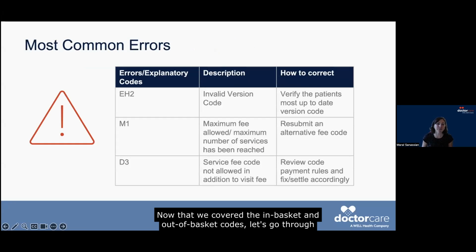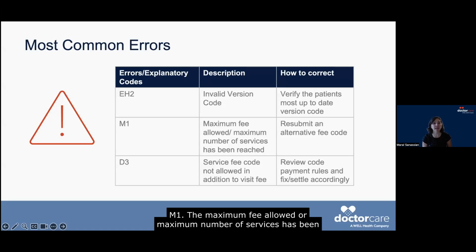Now that we covered the in-basket and out-of-basket codes, let's go through some common errors that we see billing the codes mentioned earlier. These are our top 3. First off, the EH2 error code, which is the invalid version code. In order to fix this error, you must verify the version code is correct and up to date and resubmit the claim. The next code is the M1.